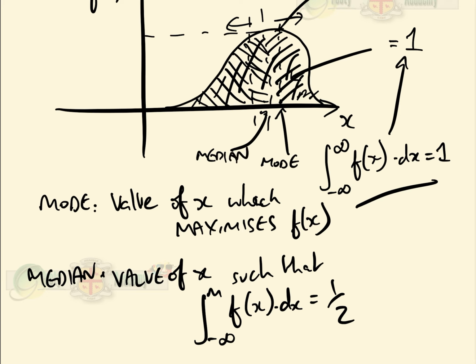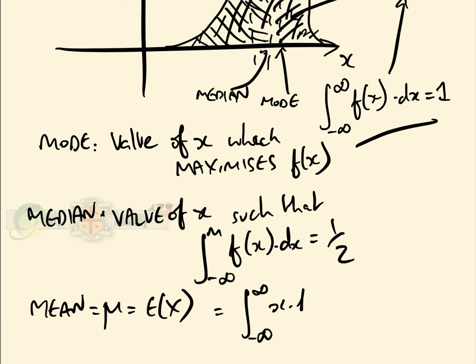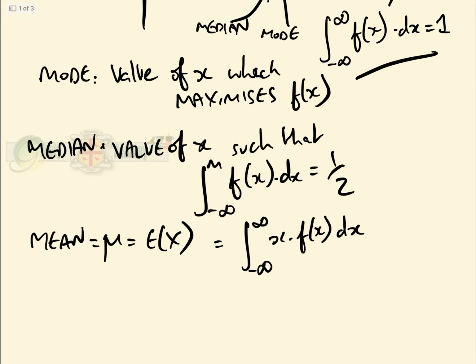Then finally, as a recap, we have the mean. We've already done this: mu, which is the expected value of x, is equal to the integral between minus infinity and infinity of x times f of x dx, and we've done that in previous videos.